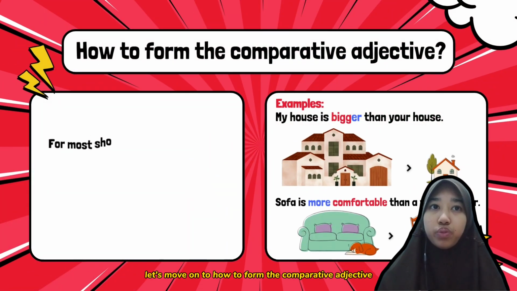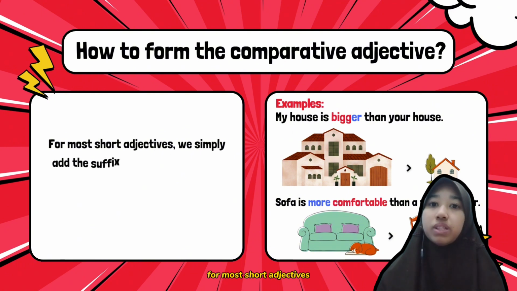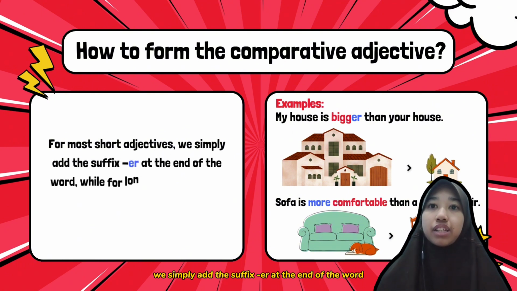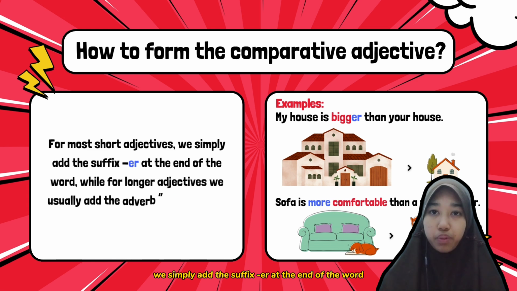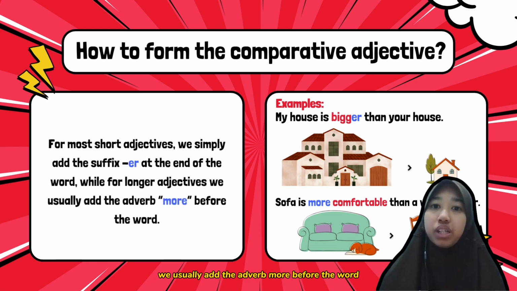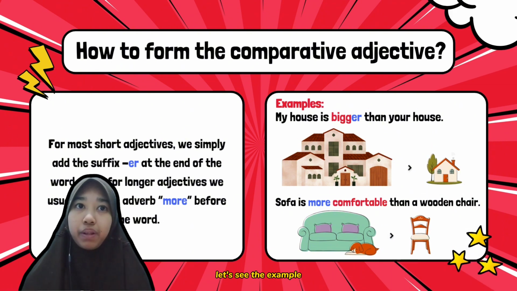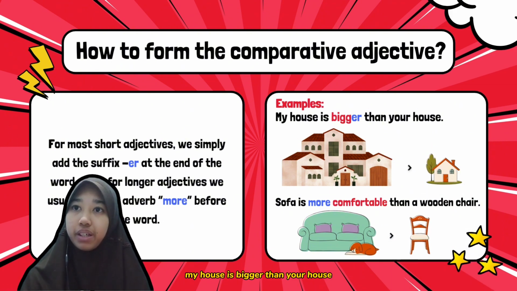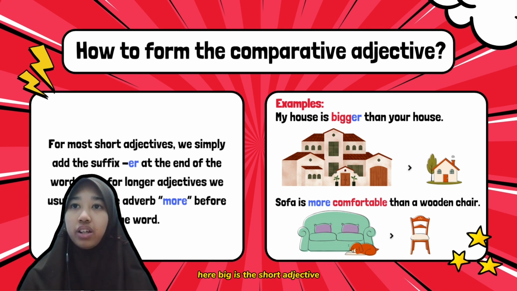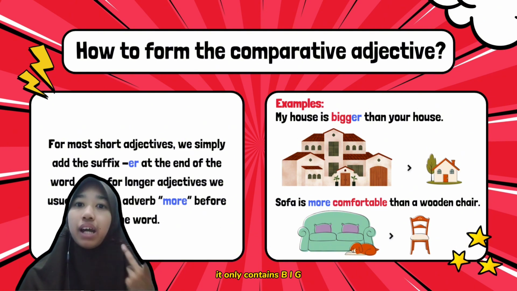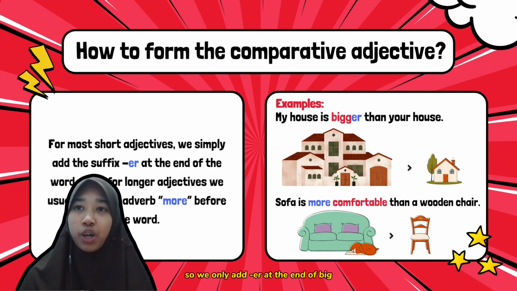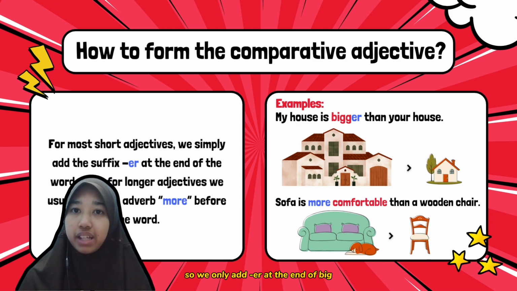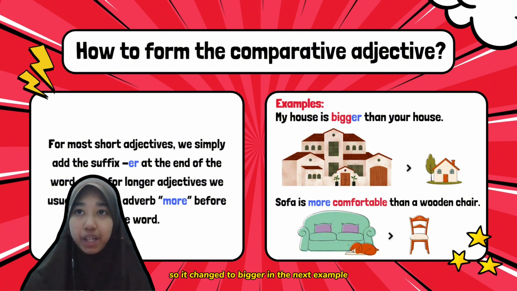Let's move on to how to form the comparative adjective. For most short adjectives, we simply add the suffix er at the end of the word, while for longer adjectives, we usually add the adverb more before the word. Let's see the example. My house is bigger than your house. Here, big is the short adjective. It only contains B-I-G, and it makes only one syllable. So, we only add er at the end of big, so it changed to bigger.